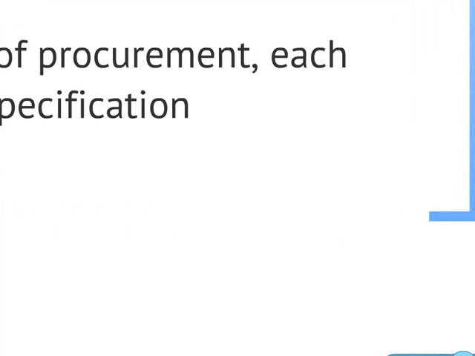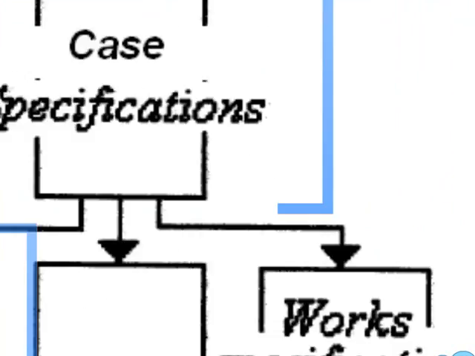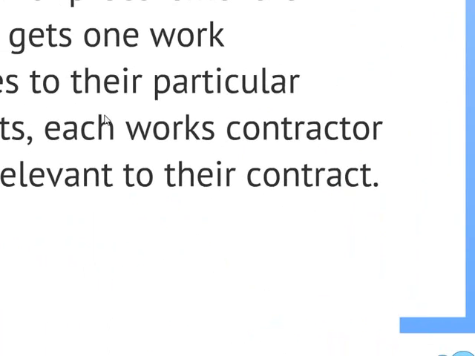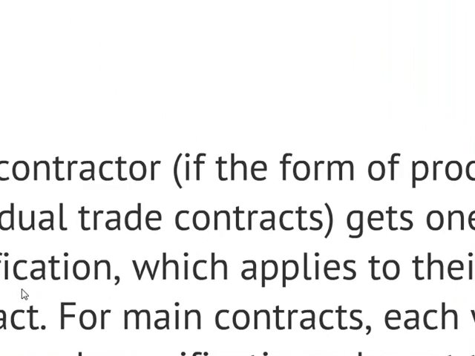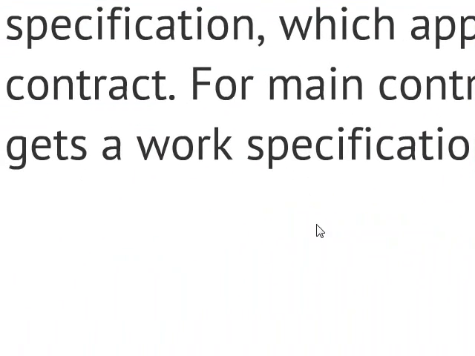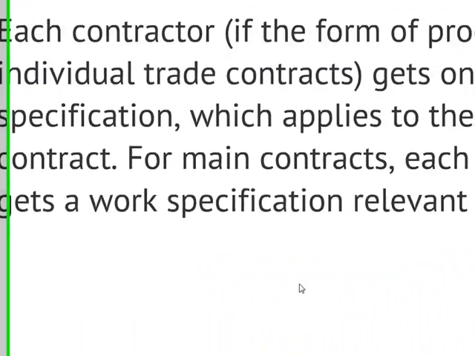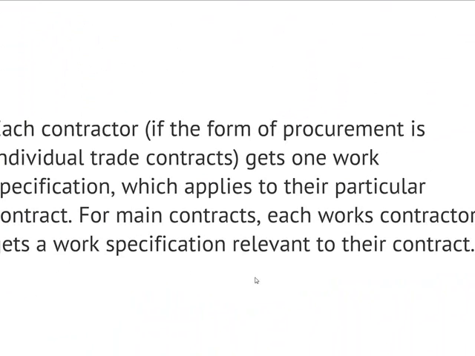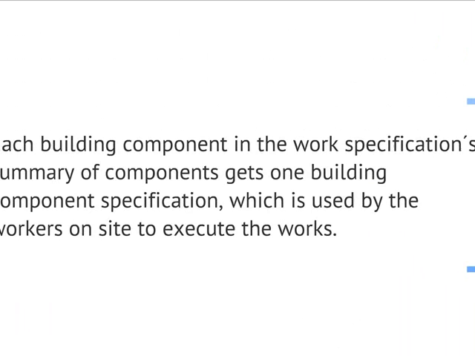And here you can see the case specifications at the top of the tree. Each contractor gets a work specification, which applies to their particular contract. For main contractors, each works contractor gets a work specification for their contract. And here you can see the second tier. And each of the building components in a work specification gets a building component specification. And that's on the last tier.